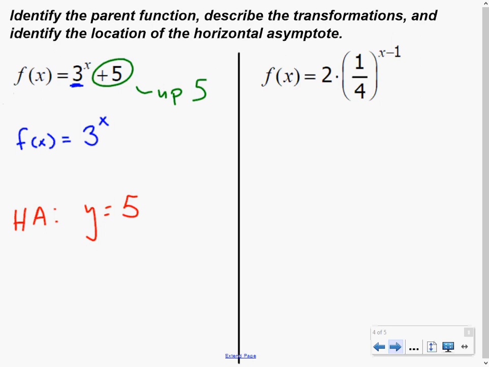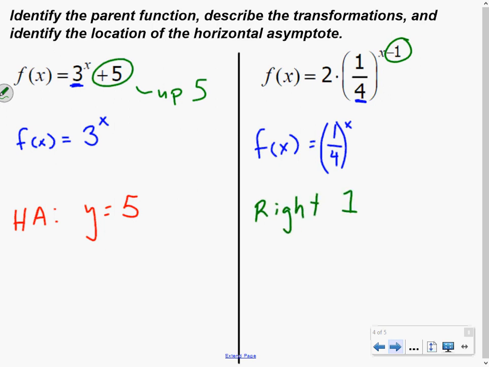So let's do it for a second one here. Again, my parent function is the base, which is one fourth, just raised to the x power. So this is my parent function. Any other number you see is some type of transformation. The negative 1 that we have up here by x, remember, minus is actually going to be moving right for horizontal translations. So it's going to shift right 1 unit.